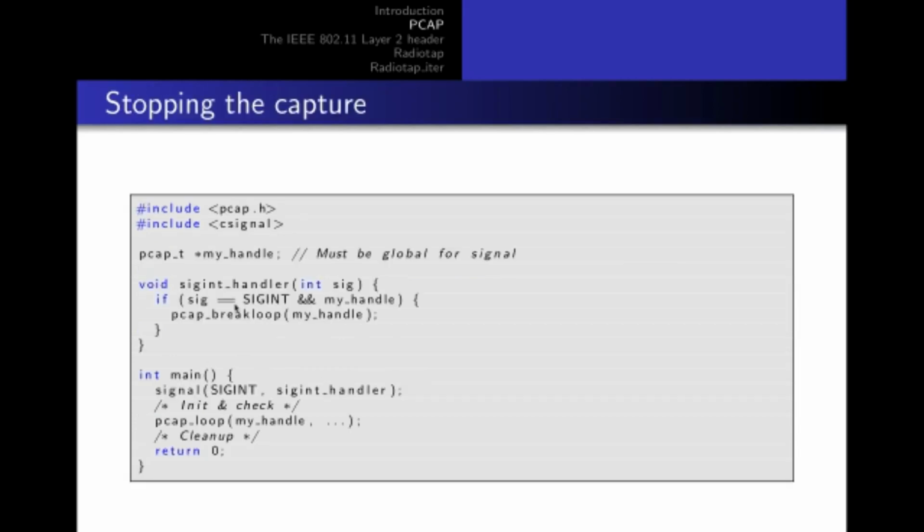To stop the capture, you can, for instance, use a signal. So you include the C signal header. You write a SIGINT handler, so you check if you get SIGINT, for instance, from the Ctrl-C shortcut. And if you get it and you have a handle, you can break the loop on my_handle. So here you register the signal and its handler, you loop, and when you press Ctrl-C on the keyboard, you will break the loop, clean up and exit the program.